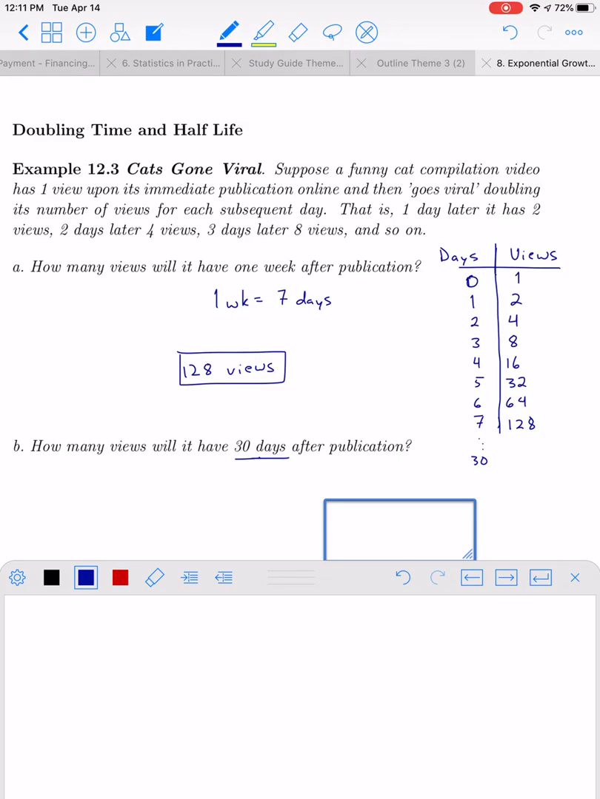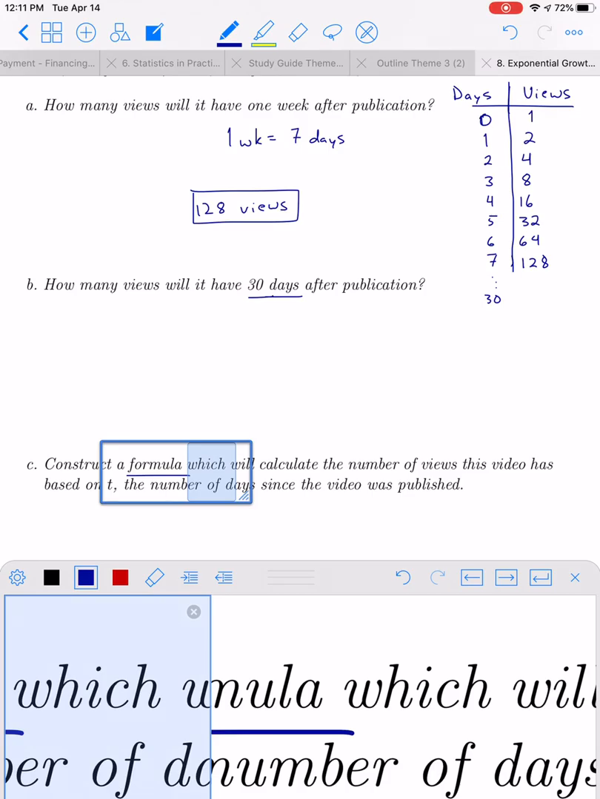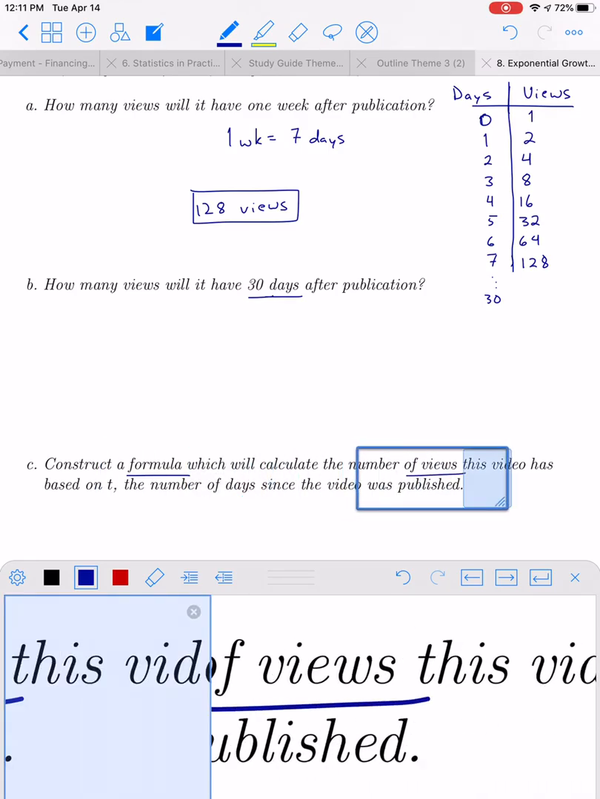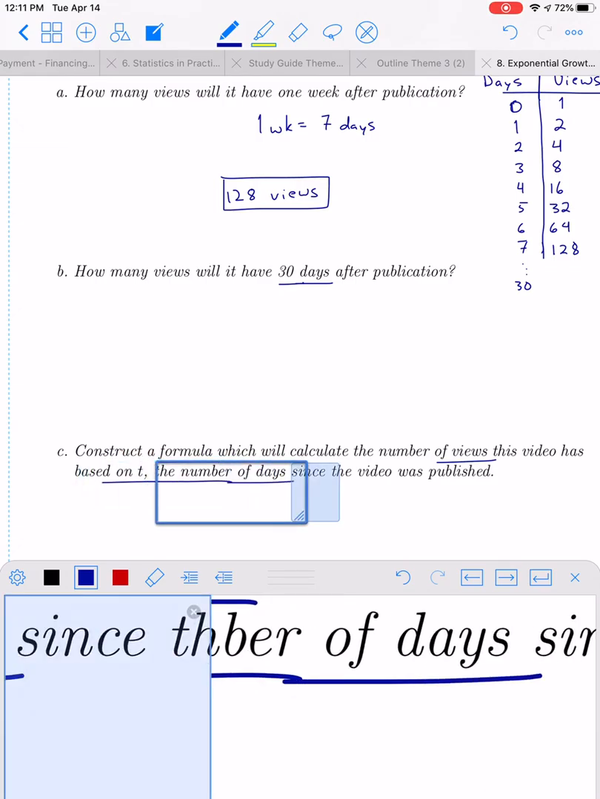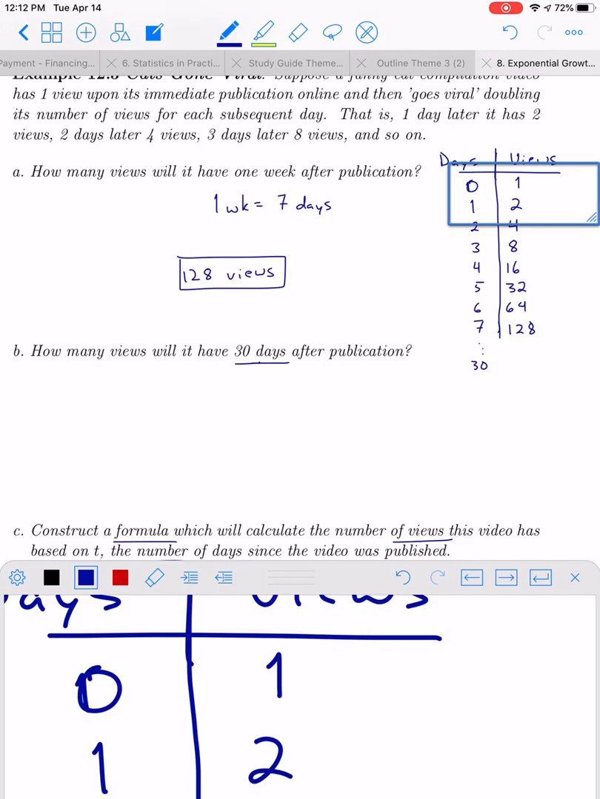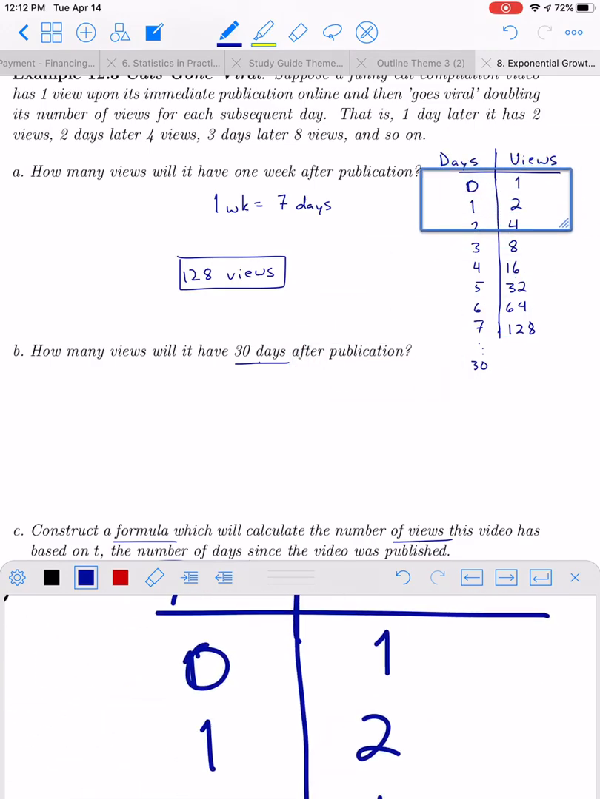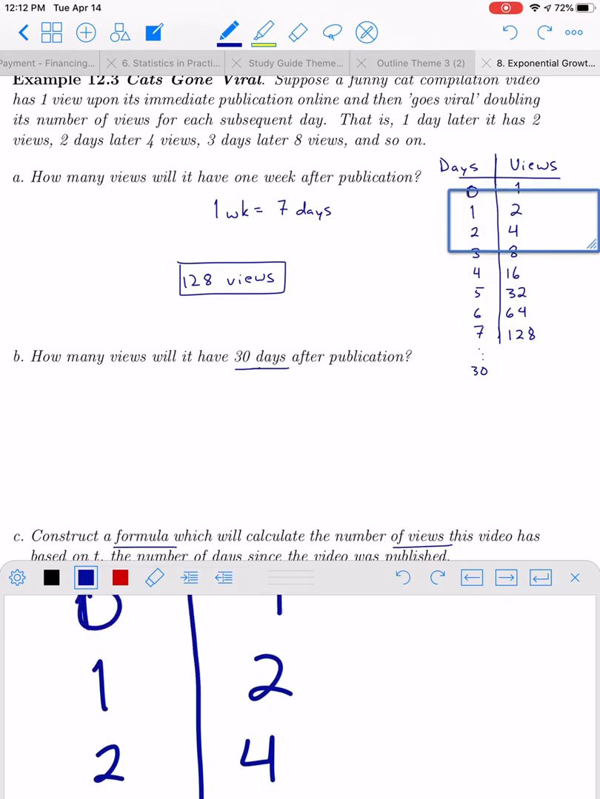The thing that we need to notice, and this is actually part C's question, is that we can put a formula together which will calculate the number of views based on t, the number of days since the video was published. So let's just go back and have a look at our table, and this will inform us how to build such a formula. So the pattern we need to see is we have 1, and that came from 0, and then we've got 2, and that came from 1, and then 4 came from 2 down the line. How are these values related to each other?